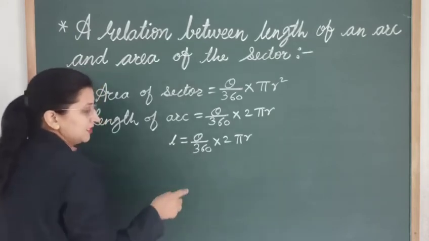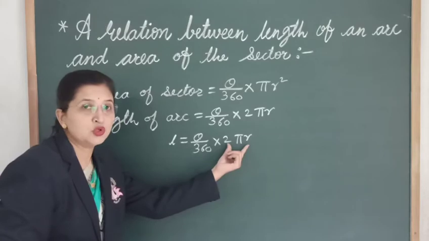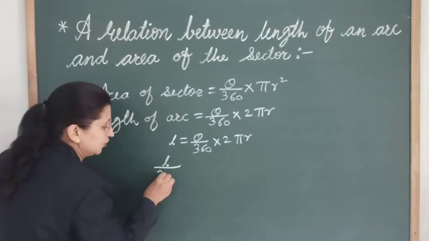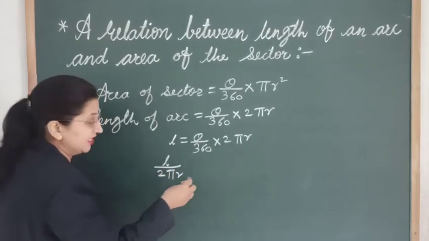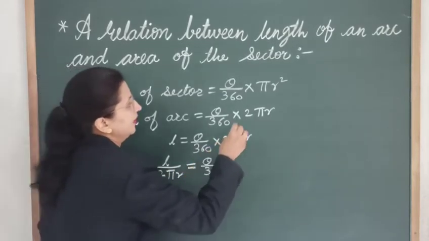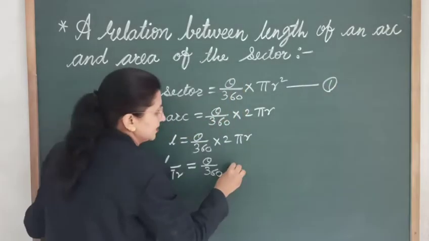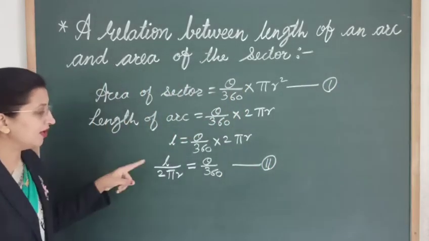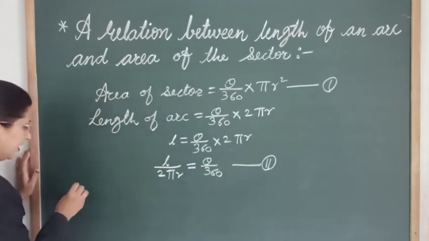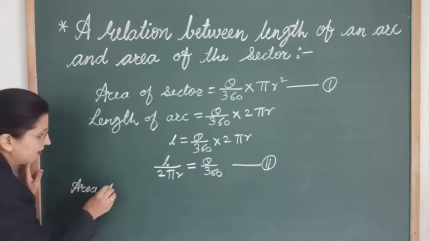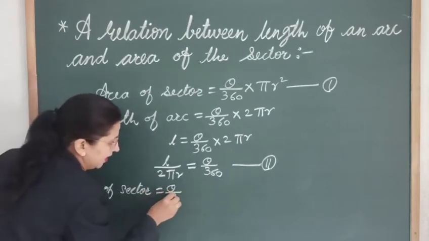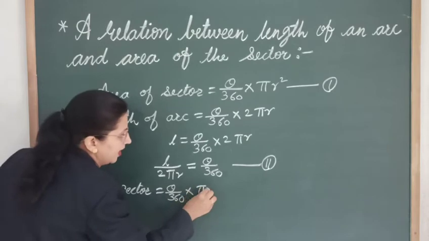Now what will we do here? Here this theta upon 360 we will keep as it is, and let's transfer this 2 pi r from RHS to LHS. So we will get here L upon 2 pi r, since it was multiplied, it will divide, is equal to theta upon 360. Okay, so let's call this first and this second. So this value of theta upon 360 we will put in this first. Okay, so here let's write down area of sector. Area of sector is theta upon 360 into pi r square.